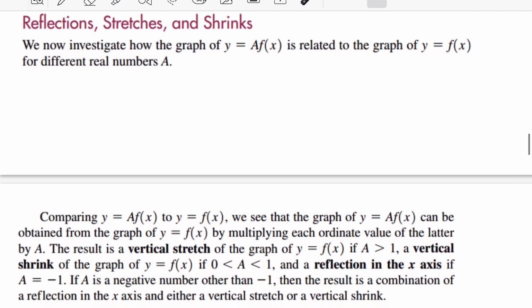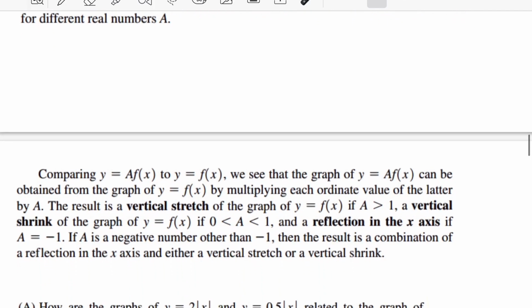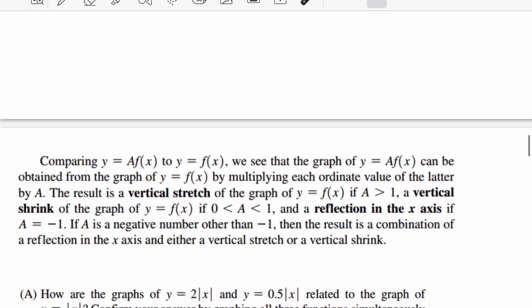And lastly, if we were to multiply our function y is equal to f of x times -1, this will result in a reflection across the x-axis. All right, so that was a lot, but what we're going to do is, again, look at an example.